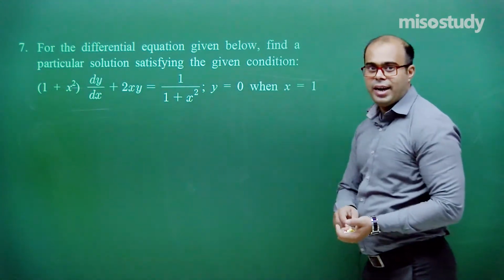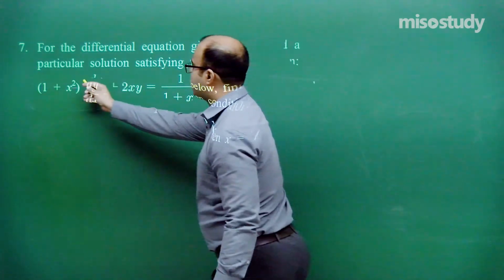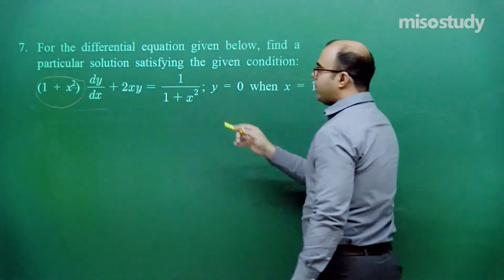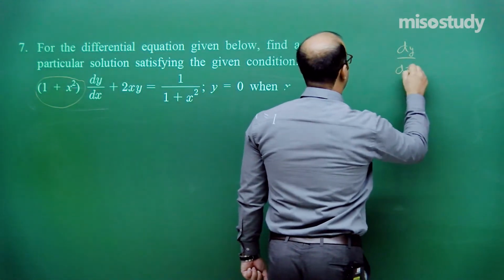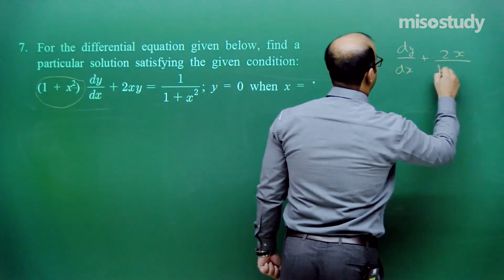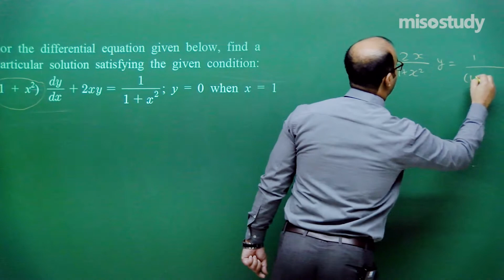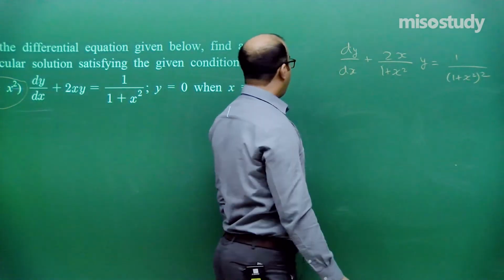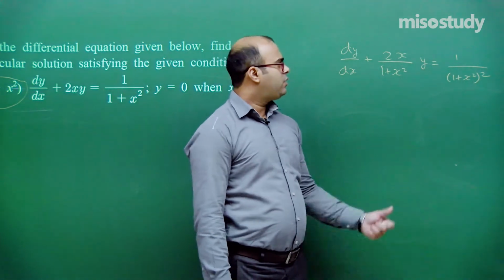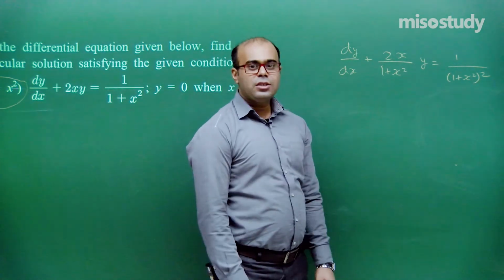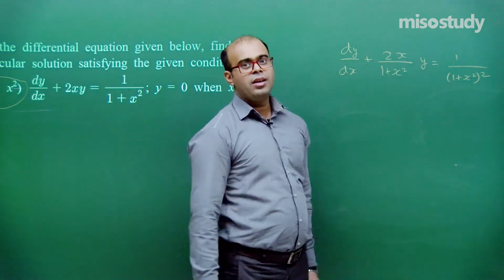First we have to find that one. So we can divide by 1 plus x square here. This 1 plus x square over here will go in the denominator of the other two terms, and the equation will become dy by dx plus 2x by 1 plus x square into y is equal to 1 by 1 plus x square whole square. Now students, you have studied all the forms of differential equations, how to solve a differential equation. Is it variable separable? No. Is it homogeneous? Of course no. What else remains? Linear differential equation. Is it linear? Yes, it is linear.